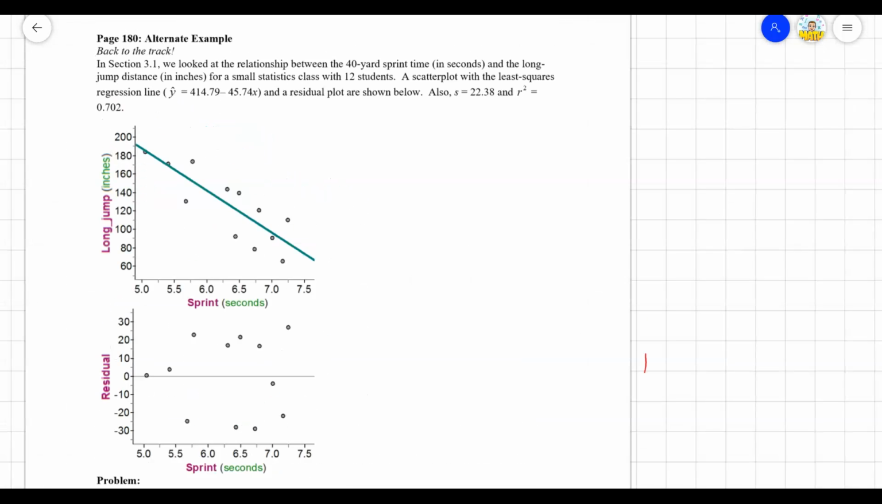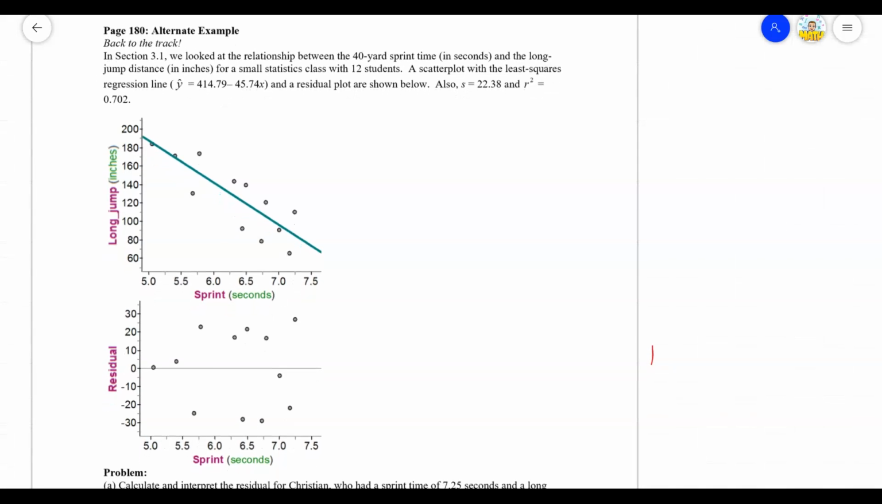Okay, so here we have a least squares regression line and the residuals side by side. We can see that the line's an appropriate fit because we kind of have a random scatter in the residual plot. We don't see any clear curving, bending pattern in the residual plot.